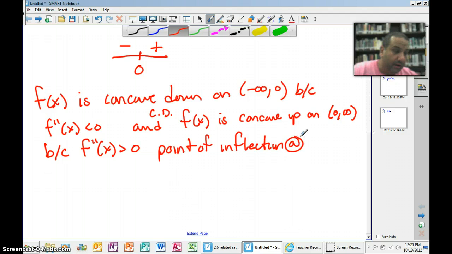At, and I'm going to say it's 0, comma. Well, remember that this comes from the original. That comes from the original equation. So when I plug in 0 into the original equation, it was plus 1 at the end. So that is our point of inflection.